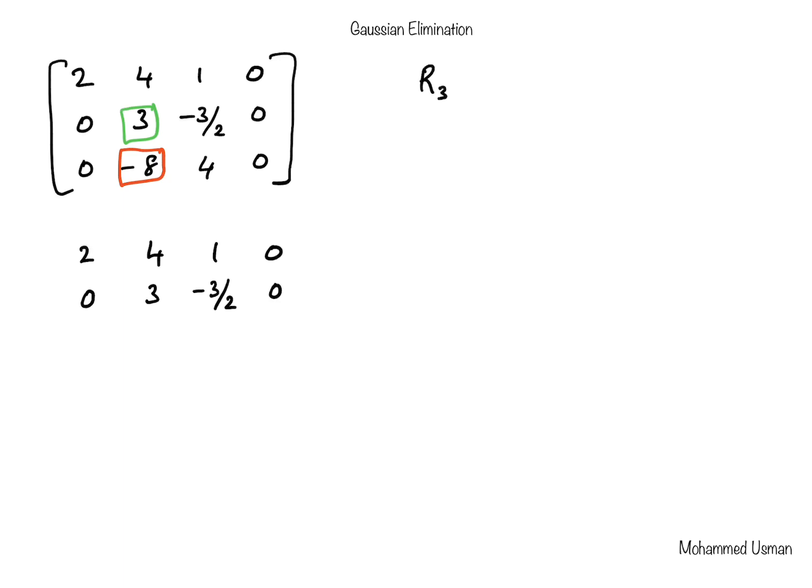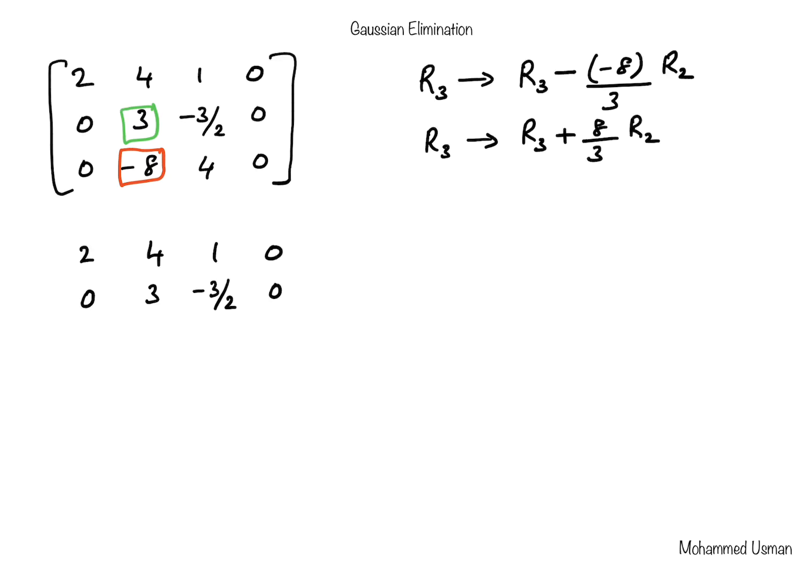So the rule for the transformation would be R3 transforms to R3 minus, that's the value that we are interested in changing to 0. So the value there is minus 8. So we'll write that minus 8 divided by the pivot value. So the pivot value here is 3. So divided by 3. And where is the pivot value? The pivot value in this case now is in row 2. So we'll multiply it with the row 2 numbers. So we can simplify that as R3 transforms to R3, minus into minus will become plus 8 by 3 R2. So that's the transformation we are going to apply to all the elements of row 3.